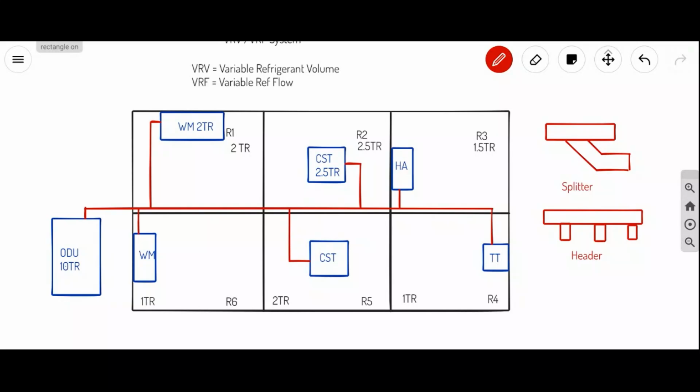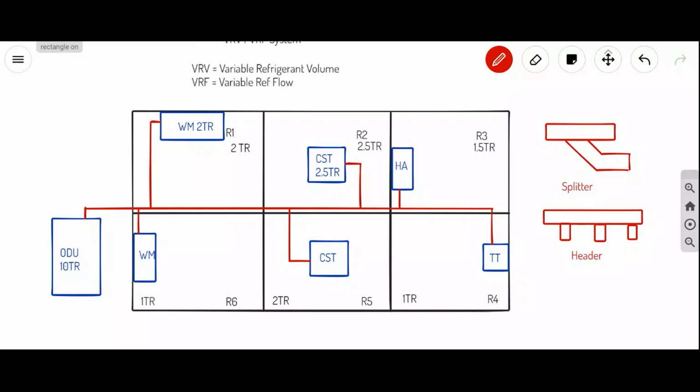So in the VRV and VRF systems, VRV means variable refrigerant volume. This system was first introduced by a company called Daikin. Daikin introduced the VRV system, and they have their patent rights. Daikin has its own patent rights. The remaining companies also copied this system, and they named it the VRF system, variable refrigerant flow.